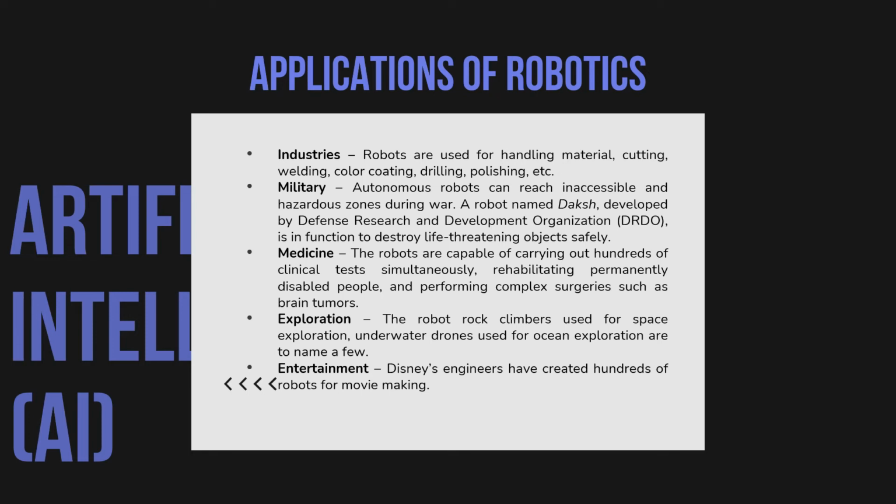We also see the application of robotics in militaries. In militaries, there are many dangerous and inaccessible places which can be accessed by robots, if not by human personnel. During war times, we employ drones and unmanned vehicles that fly around and carry out activities of the military. For example, the robot named Daksh, developed by the DRDO, functions to destroy life-threatening objects safely.